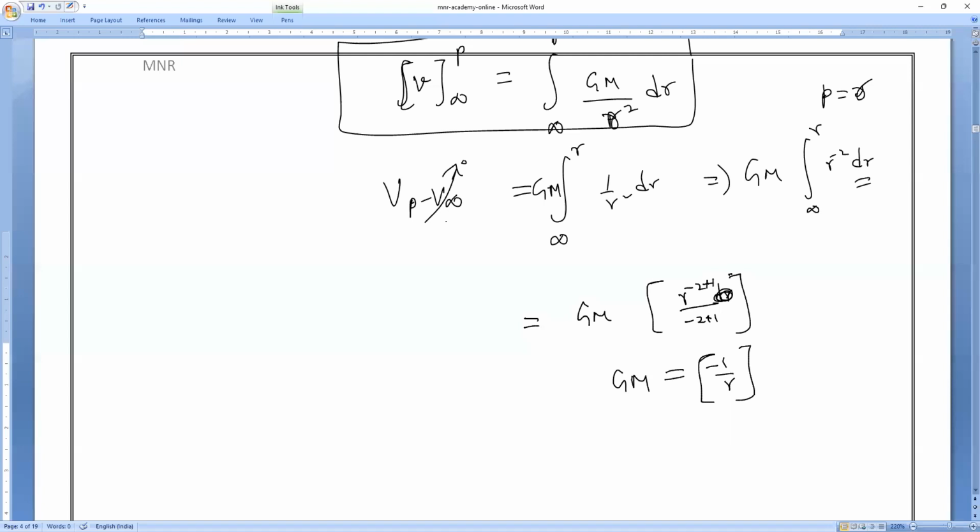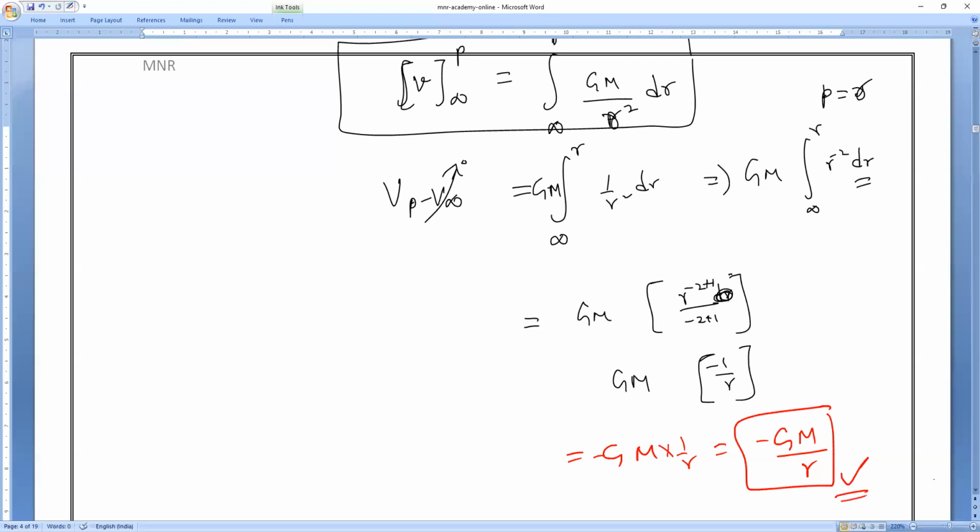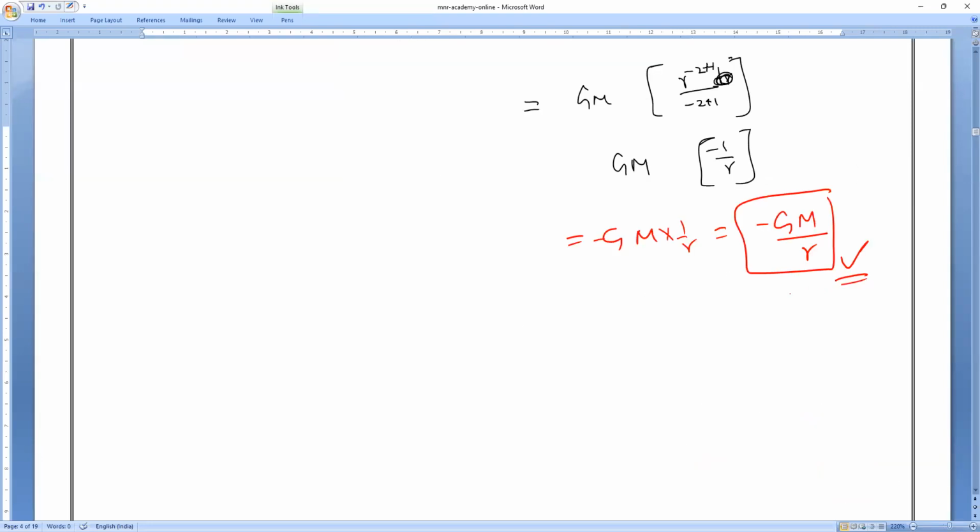Am I right, guys? So what is the answer? It is minus GM into 1 by r, which is equal to minus GM by r. The same formula we got. So this is the formula for V. Is V only outside or inside? V is the potential outside. So the potential of a solid sphere outside is minus GM by r, and we can take V infinity equal to 0.